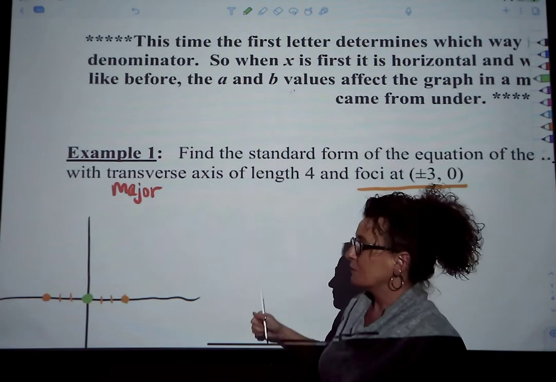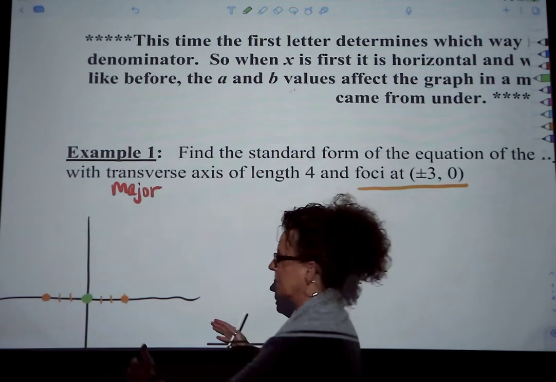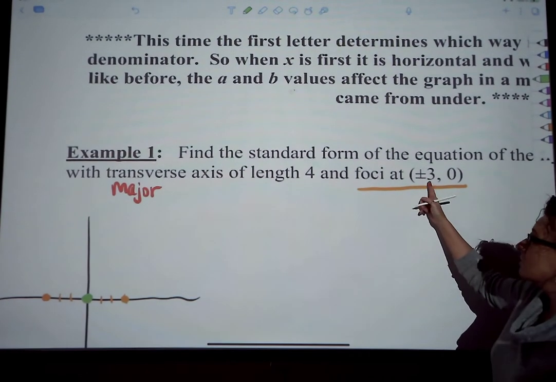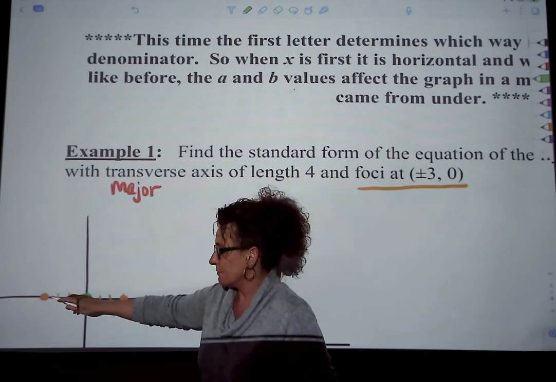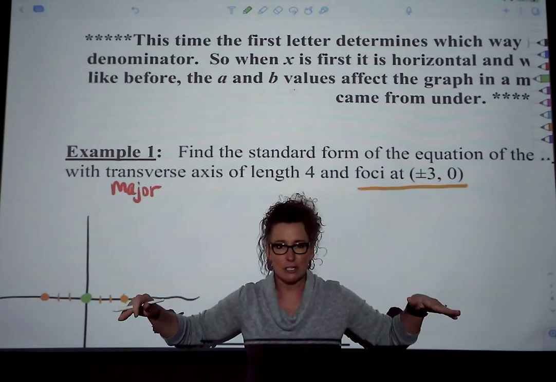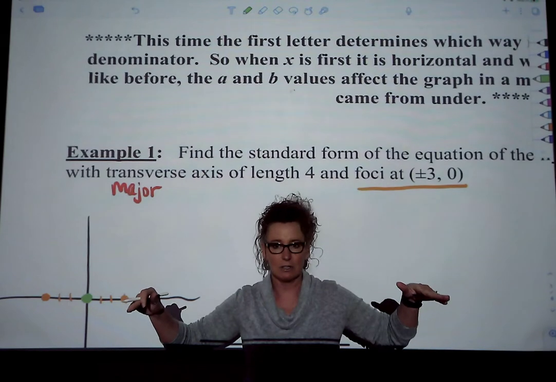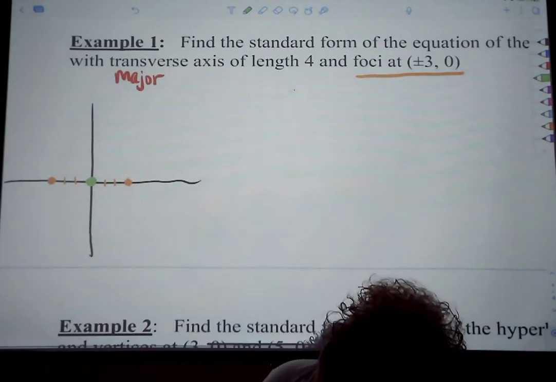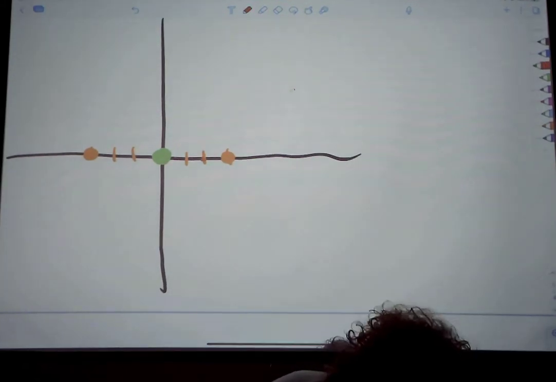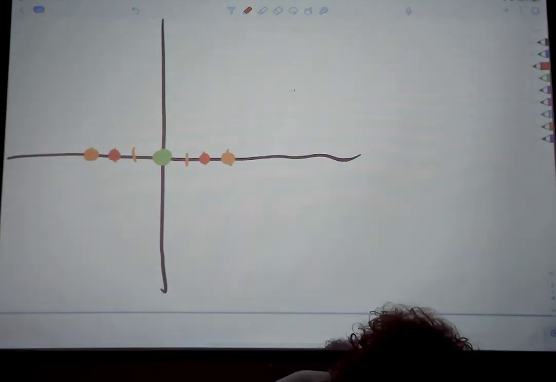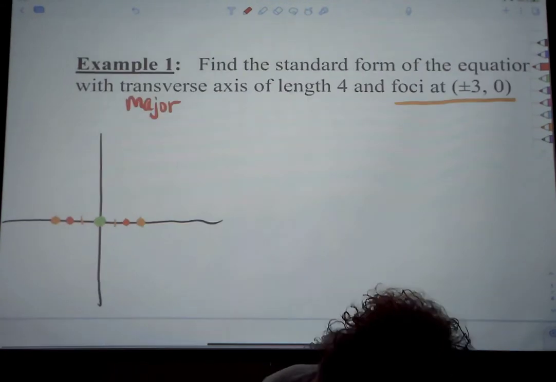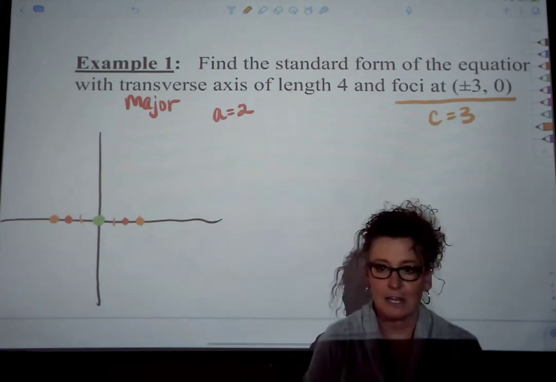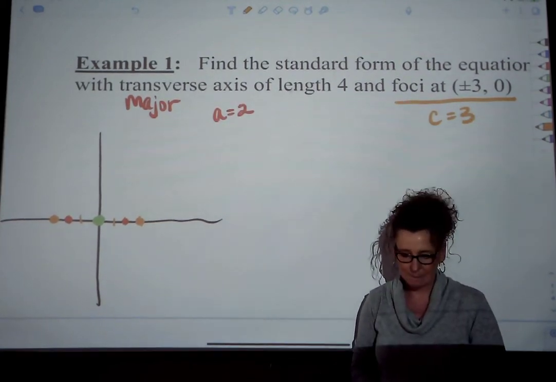Major axis length is 4. I don't know where to put it. I don't know whether to go out 2, or out 2, out 2. But this tells me the foci are at positive 3, 0, negative 3, 0. Aha. Now I know my major axis, my transverse axis, whatever. Now you can put your vertices on there. So if the length is 4, I'm going to go out 2 and out 2. A is 2. C is 3. Yes? Okay.